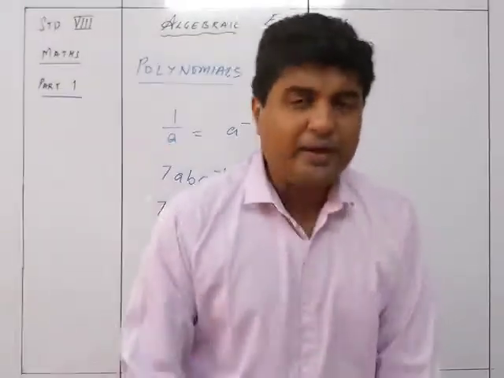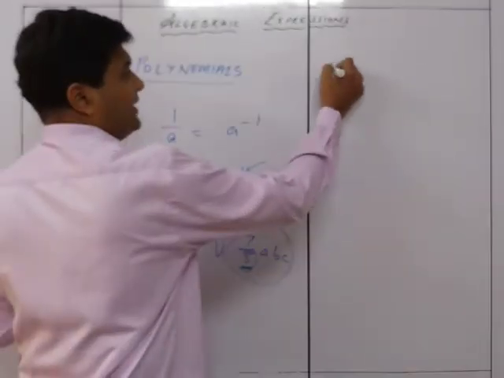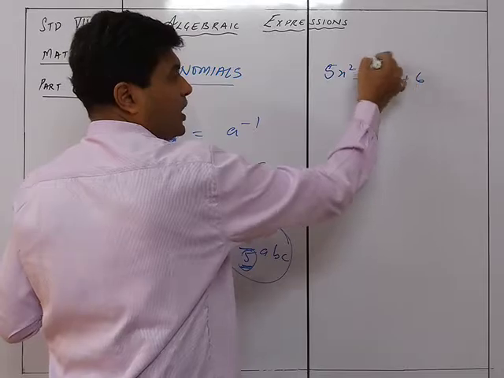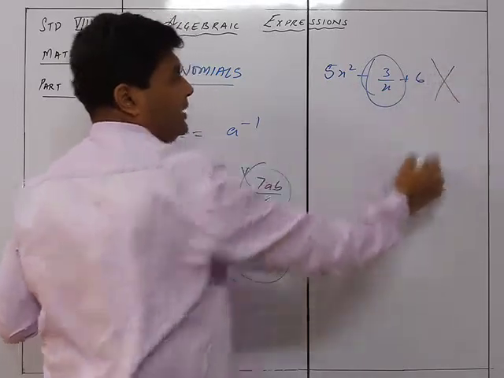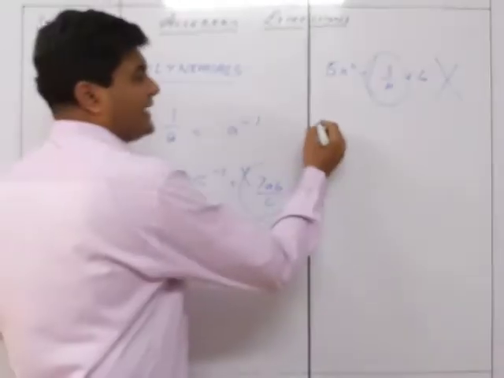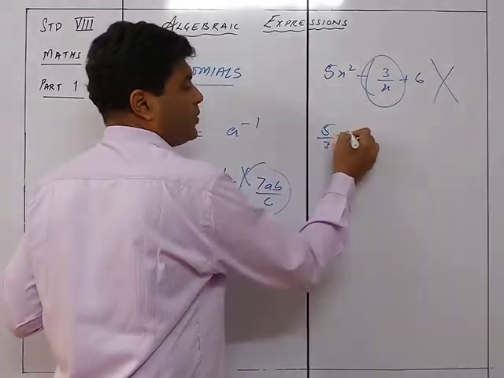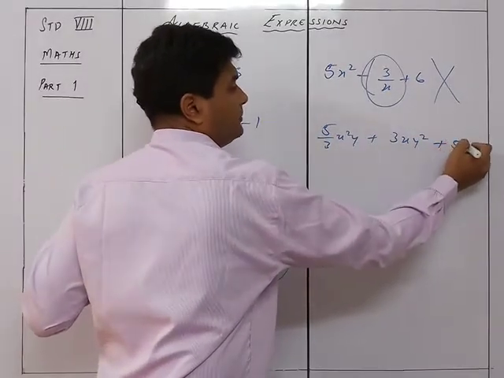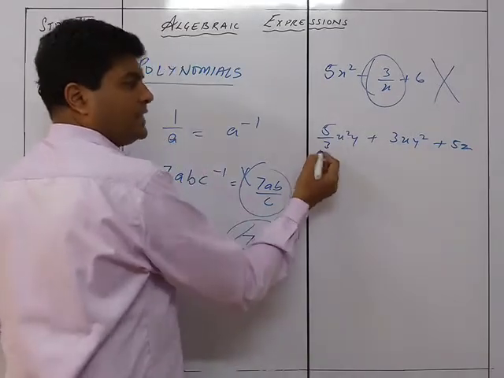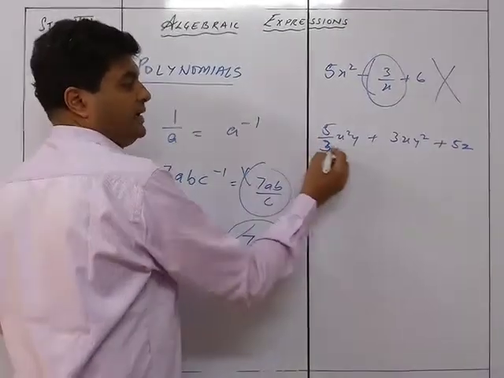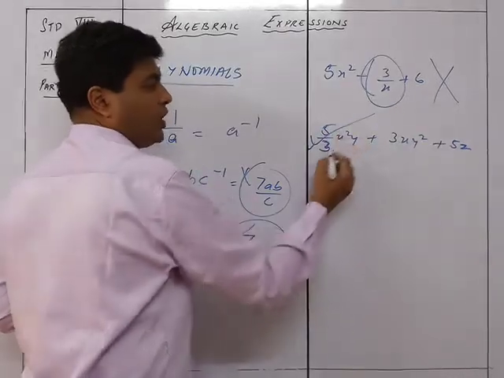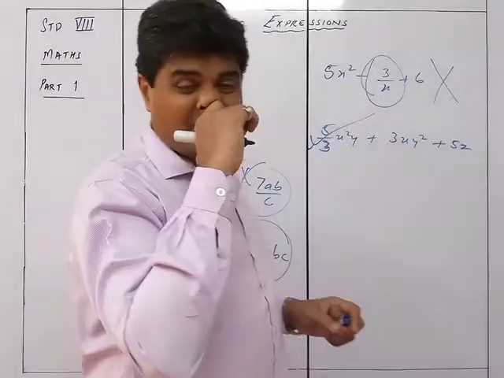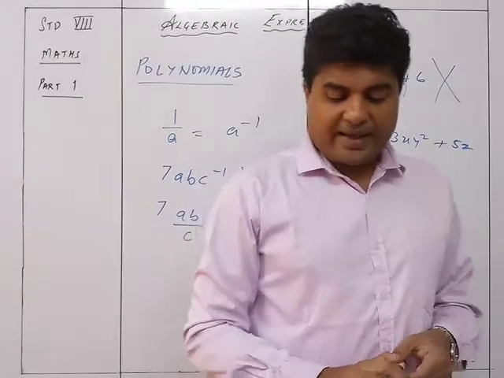So the moment you have something like 5x square minus 3 upon x plus 6, because of this thing, this is not a polynomial. But if it is like 5 upon 3x square y plus 3xy square plus 5z, तो इसके अंदर भले यहाँ पे डिनोमिनेटर में है, फिर भी this is a polynomial because there is no variable in the denominator.